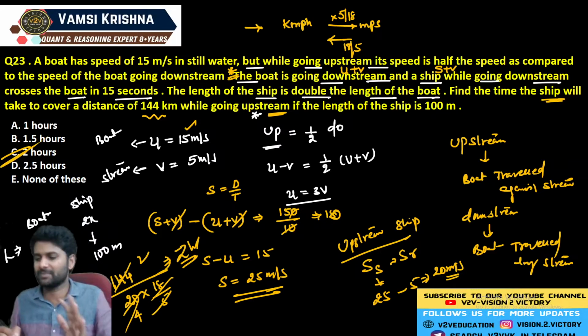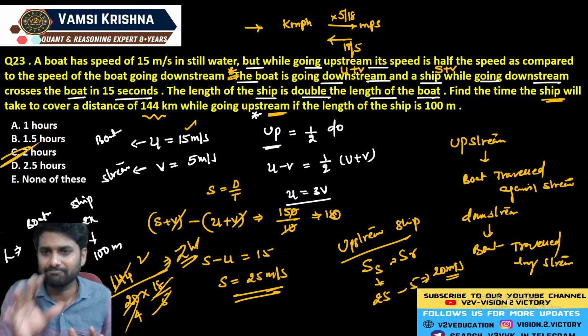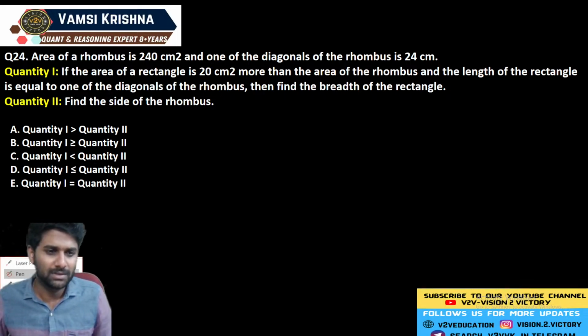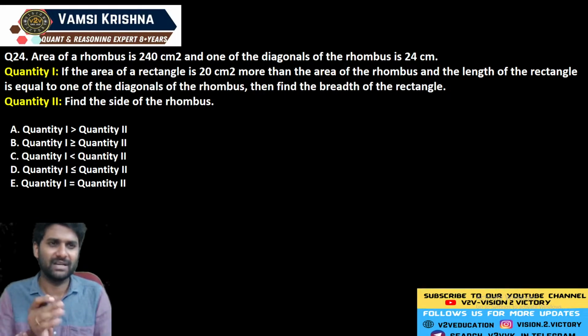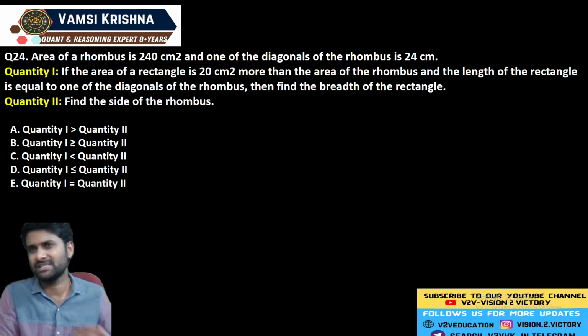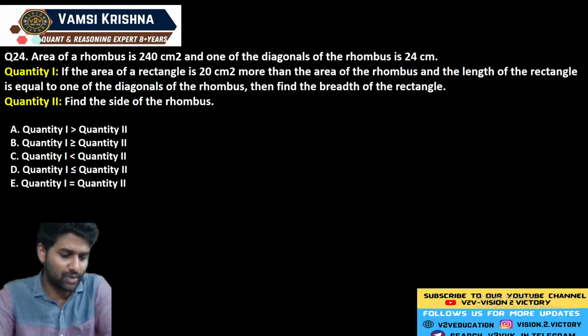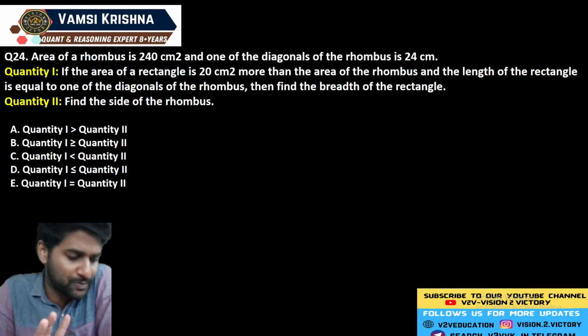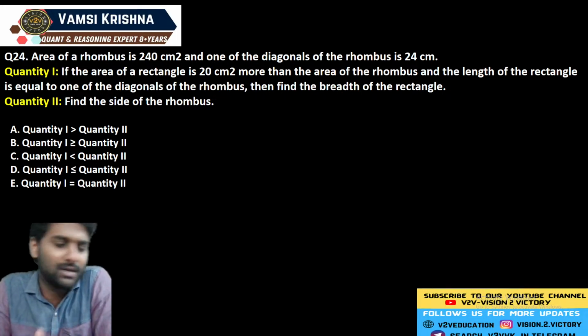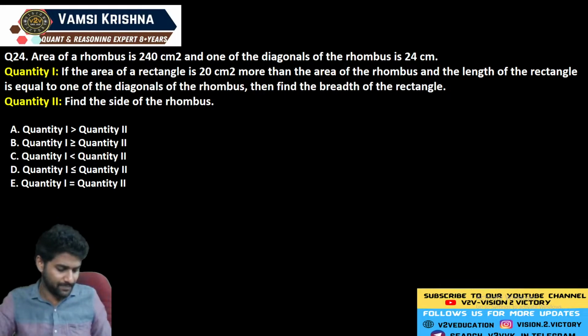Guys, it needs concept. If you know the concept, then we can manage the whole calculation. See the next information, guys. Definitely you can expect 2 to 3 questions from quantity based and 2 to 3 questions from data sufficiency. So try to understand how we have to pick the options, whether the question is related to quantity relation or data sufficiency.